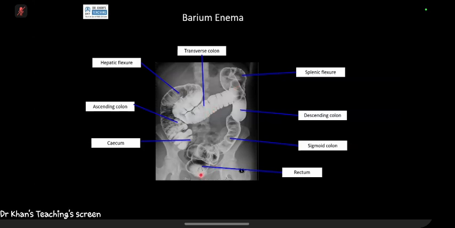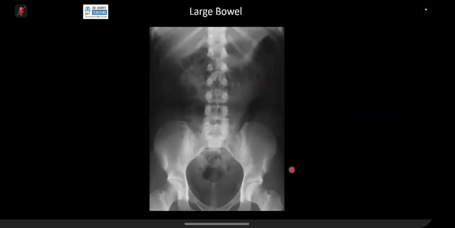So here is a barium enema examination, which tells you the same thing. We have got a Foley's here, and we have put in barium and some air inside to distend it. And you can see the sigmoid colon. This is the rectum, the sigmoid, the descending colon, the splenic flexure, the transverse colon, the hepatic flexure, ascending colon, and the cecum.